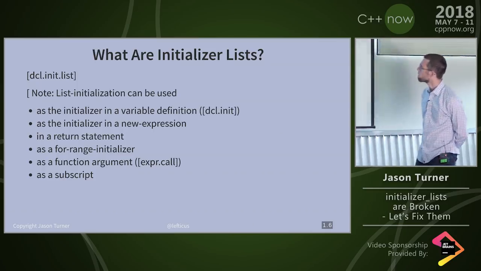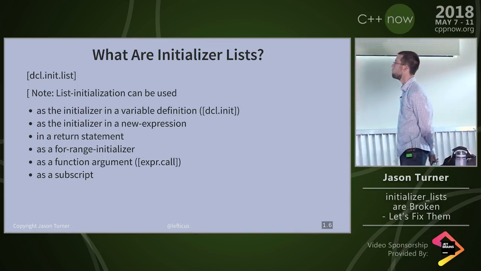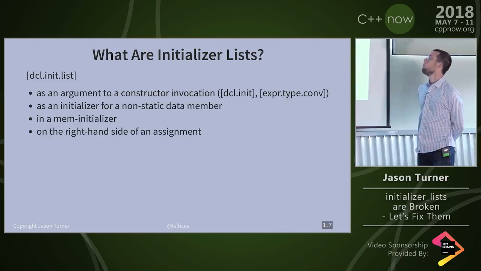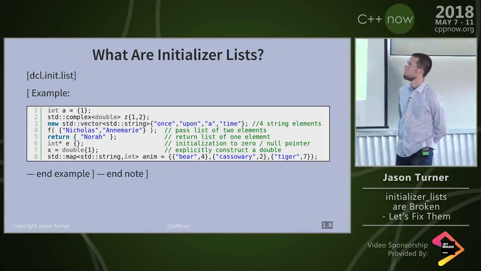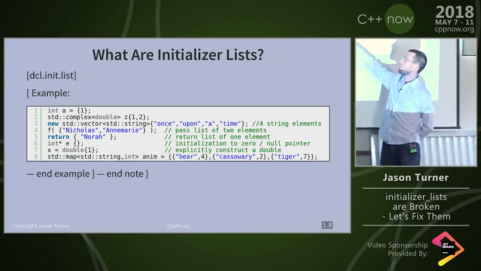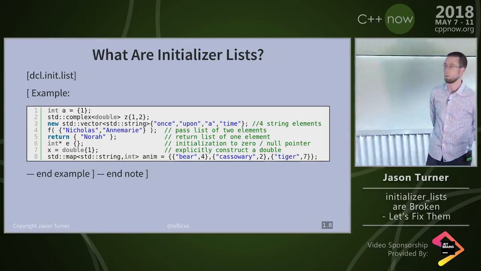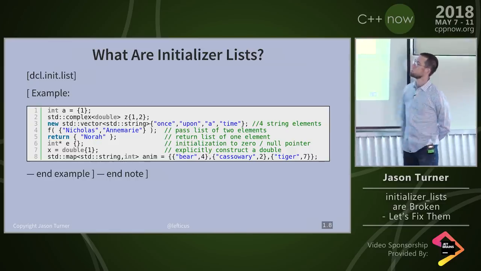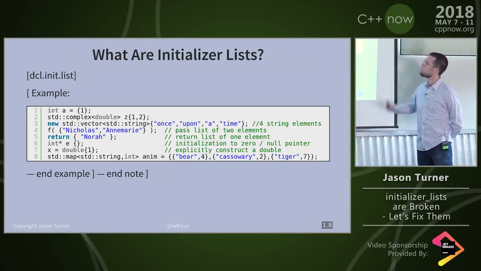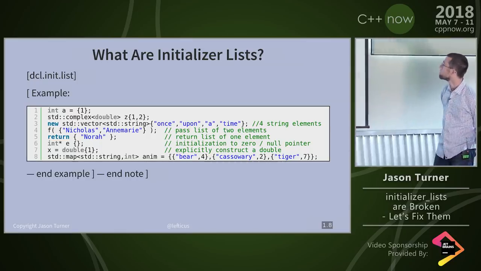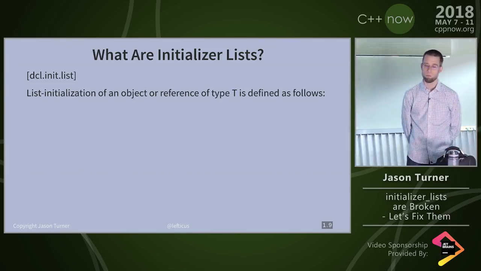So, list initialization can be used as the initializer for a variable, in a new expression, in a return statement, a ranged for loop, a function argument, or as a subscript. Or as an argument to a constructor, a member initializer, or the right-hand side of assignment. So these are the examples. You have to love the standard again. There was a begin note up there, and then a begin example, end note. I saw someone recently tweet like this. It was funny. But these are the basic examples for where initializer lists are used or can be used, such as, well, line 4 and line 3 are the closest to what we'll actually be paying attention to here. Well, line 8 also.